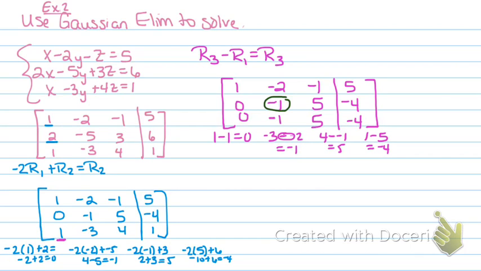Well, it's already a negative 1, so what if I just multiplied that entire row by negative 1? So let's do that. So we're going to do negative 1 times R2, and that's going to be my R2. So again, let's pause the video and try that one.